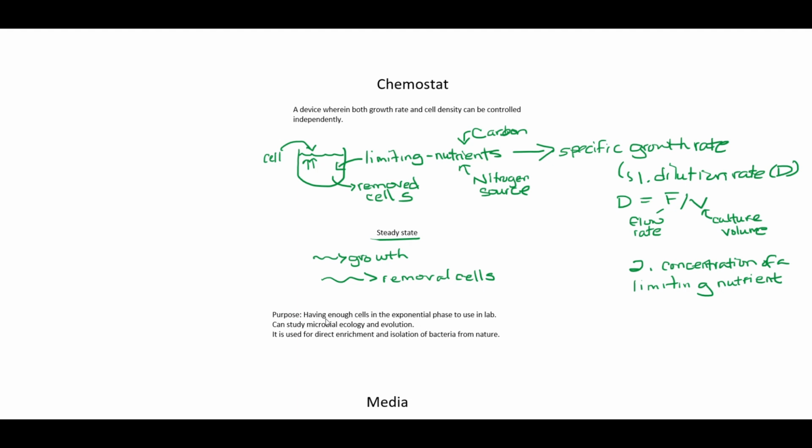So the purpose is having enough cells in the exponential phase to use in the lab. That's one. Two, you can study microbial ecology and evolution. And then three, it is used for direct enrichment and isolation of bacteria from nature.